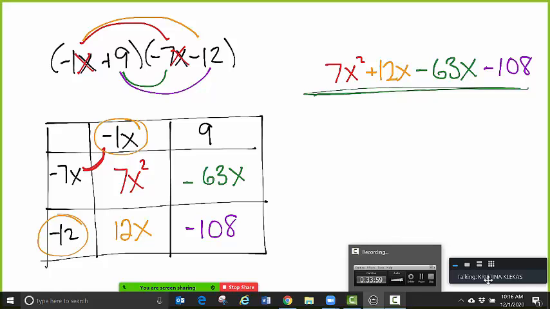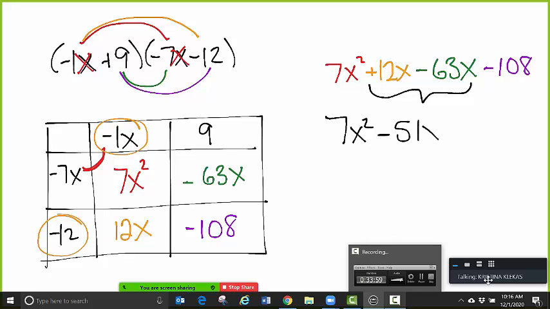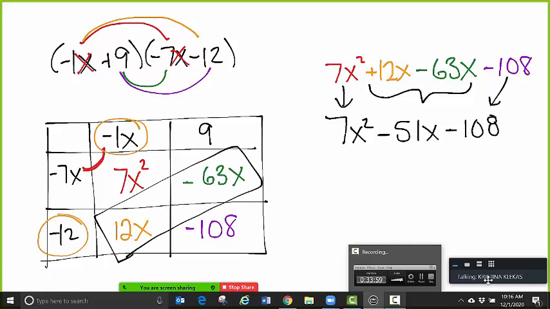And then what we did before was we combined like terms. We looked at the middle two and said, look, they're both x's. So my answer is 7x squared, 12 plus negative 63 is negative 51x minus 108. You get the same answer from looking at the box and just adding those two. So the box is just a better way or a different way to organize it.